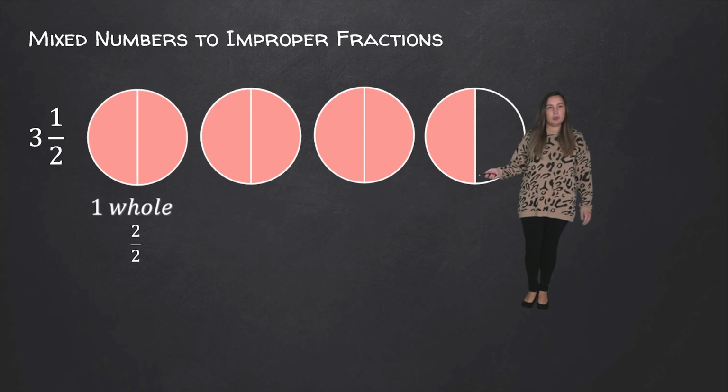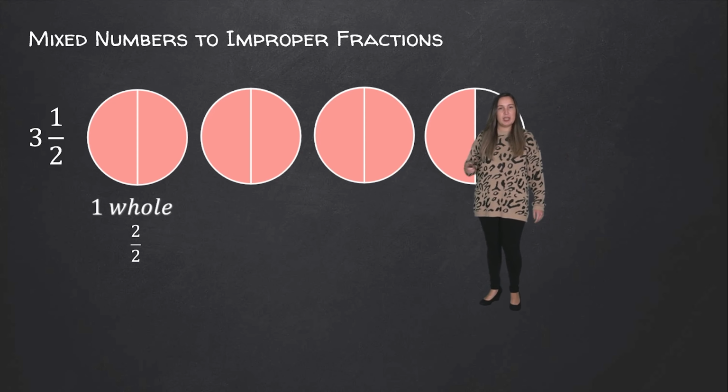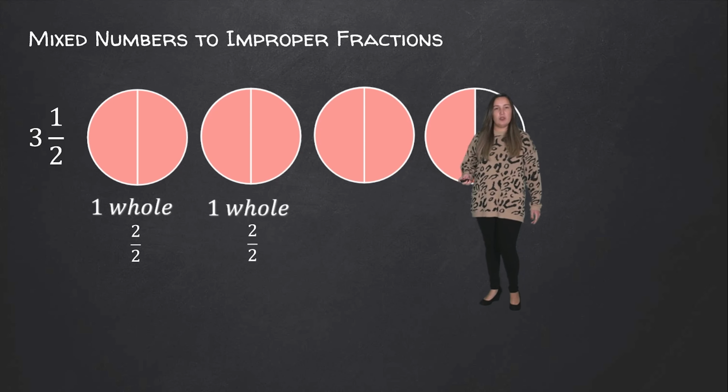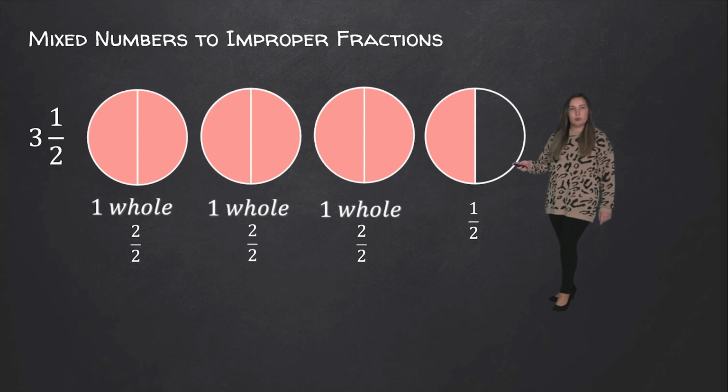So we have 1 whole, which is the same as 2 over 2, because we have 2 pieces shaded out of 2 pieces that are there. And then we have another whole, and again, this is 2 over 2. And then we have another whole, which is 2 over 2. And then here we have 1 over 2, because only 1 piece is shaded out of 2.